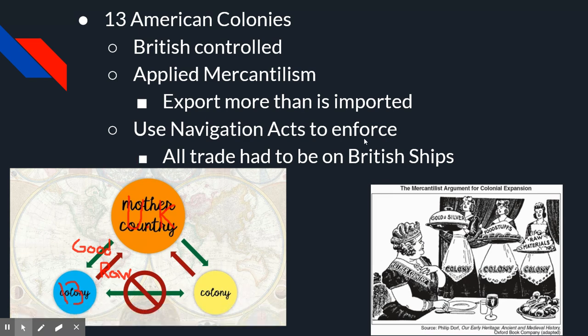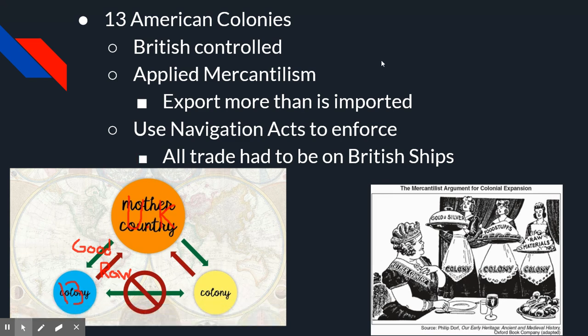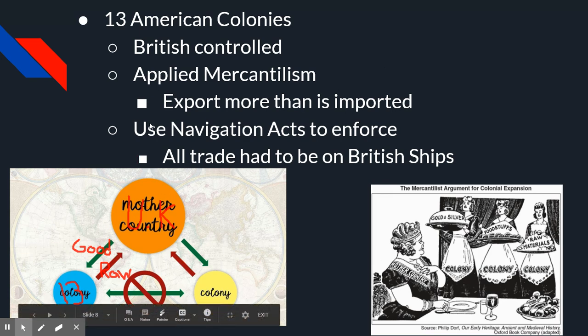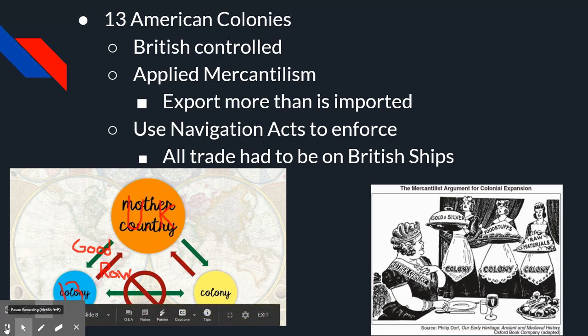How the British make sure that this happens is the Navigation Acts. So what they do is they make a law that all trade from the 13 colonies has to travel on ships from Britain. Those ships are naturally going to stop in Britain. They're going to get taxed. They're going to unload their goods. Britain makes it into finished goods and sells it back to the 13 colonies. Britain makes all the money. And then they just start the cycle all over again when the ship gets back to the colonies.